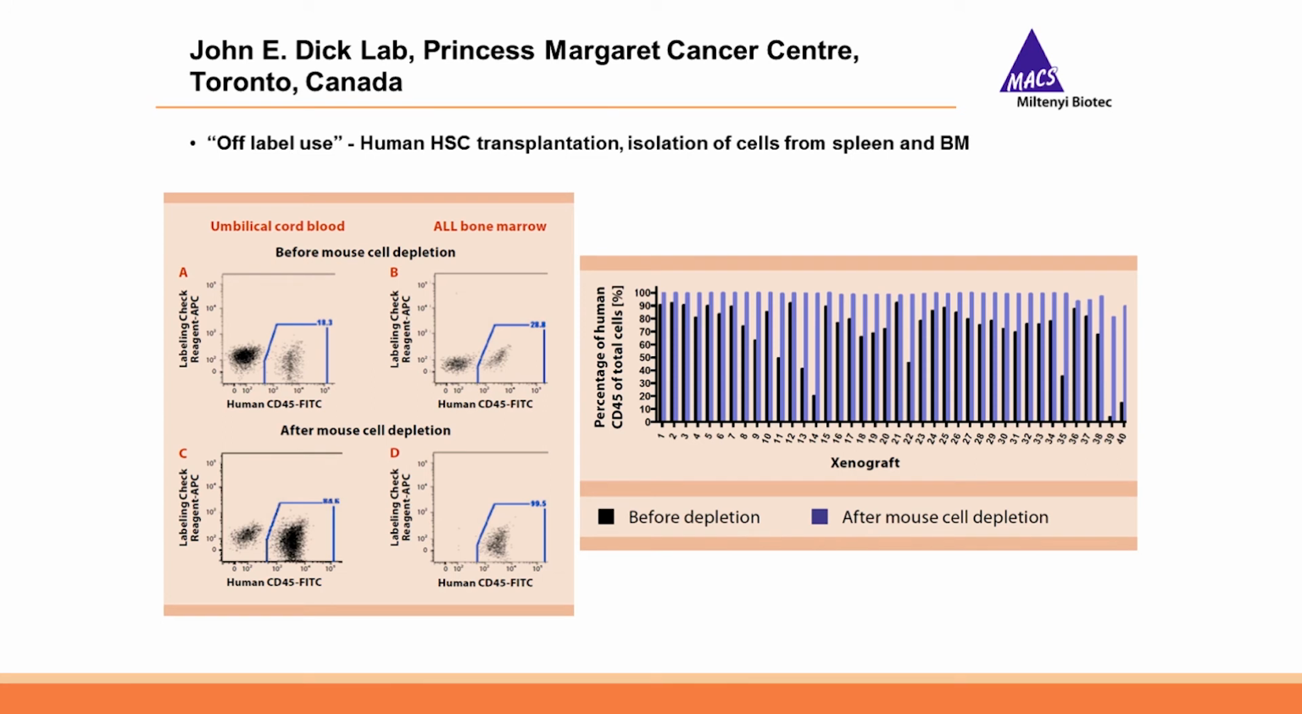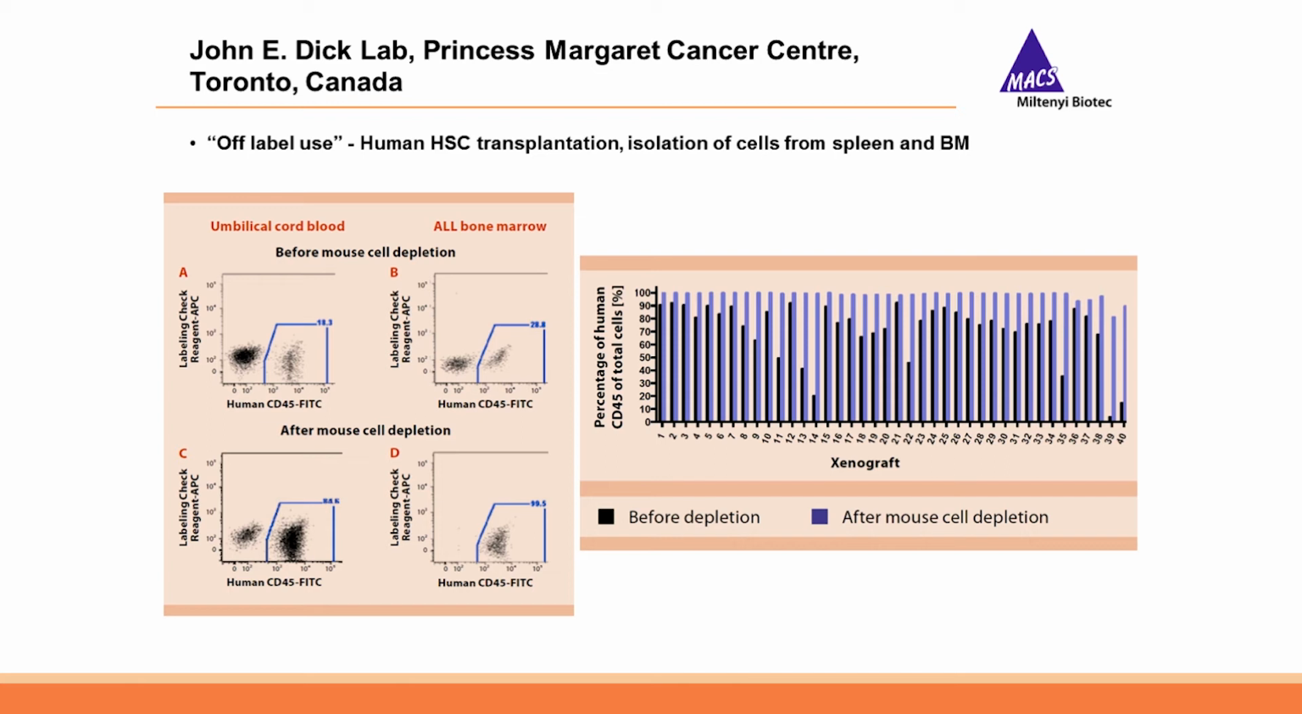So the last example for the mouse cell depletion kit is what I mentioned in the beginning, that it's not only working for tumor tissue, but also for non-tumor tissue because it's marker independent. And this is data from John Dick's lab in Toronto, Canada, which are using this kit actually for humanized mice. So they do a human hematopoietic stem cell transplantation, either from umbilical cord blood or from bone marrow. And then they reconstitute the bone marrow of the mice with a human immune system.